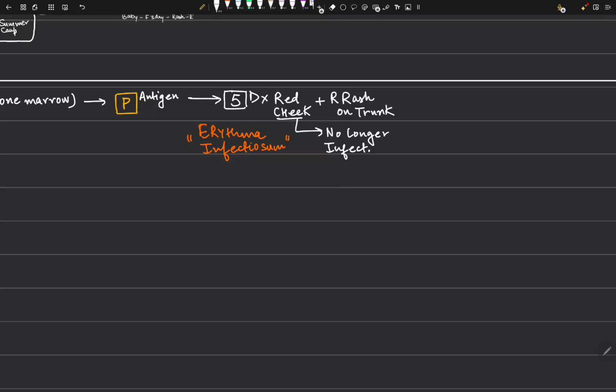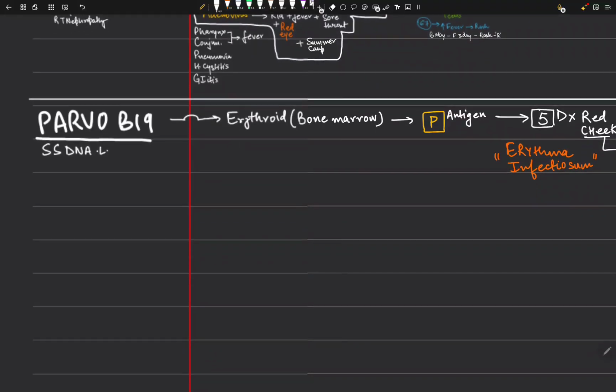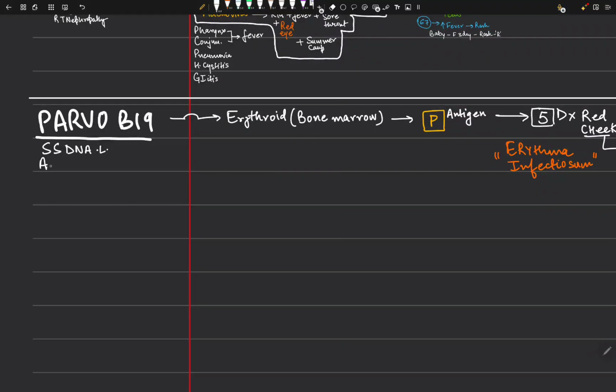Now, why do we have arthralgia? Let me write that. Arthralgia is usually present in adults, and adults often do not get the slapped cheek picture. So we get arthralgia, we get arthritis, and we get a rash.